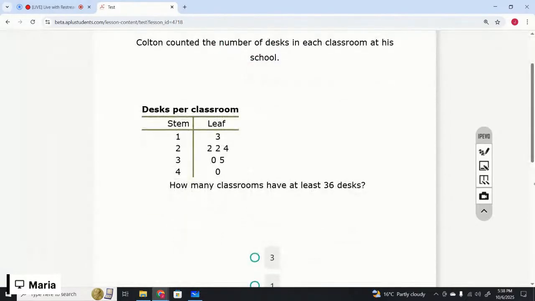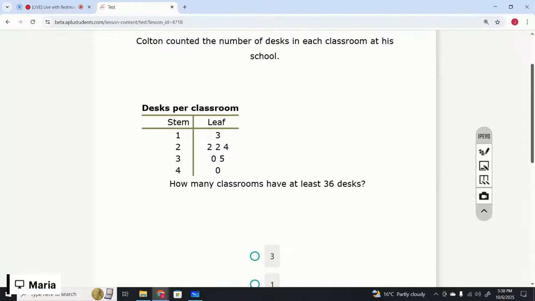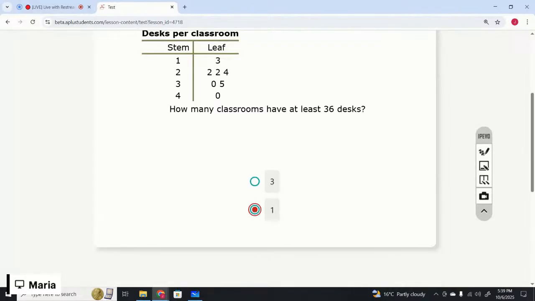Cotton counted the number of desks in each classroom at his school. How many classrooms have at least 36 desks? At least 36. Only one, because greater than 36 we have only one number, 40. Option number 2 is the correct option.